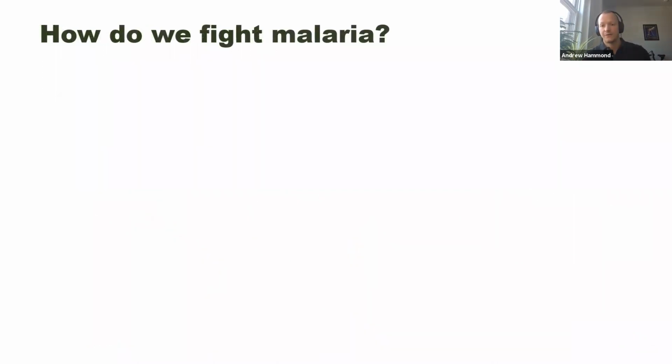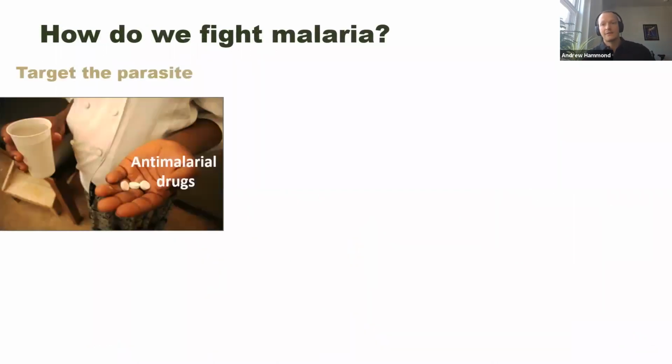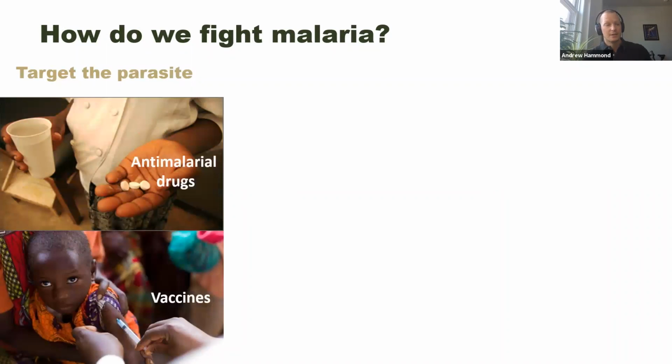So how do we currently fight malaria? Well, we have strategies where we can target the parasite. And for this, we have antimalarial drugs. And there's now new excitement about vaccines. There are some vaccines which have already begun to be used just beyond phase 3 trials. They're not incredibly effective, but there is excitement that new vaccines, and there's some discussion of mRNA vaccines or whole sporozoite inactivated vaccines, could be quite an effective tool against malaria.